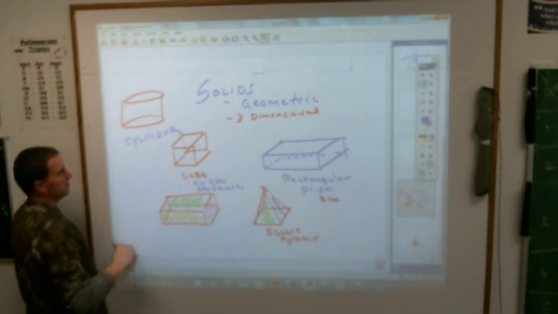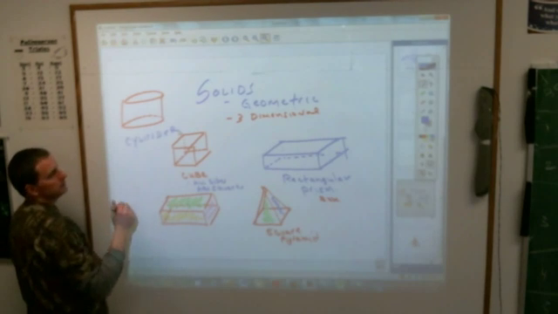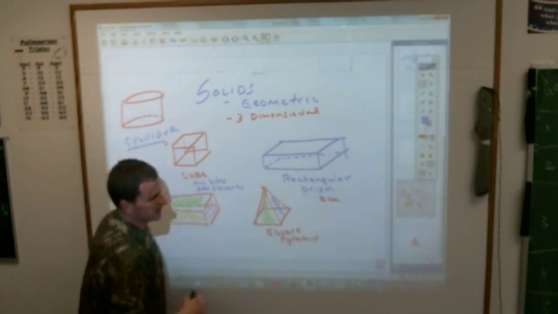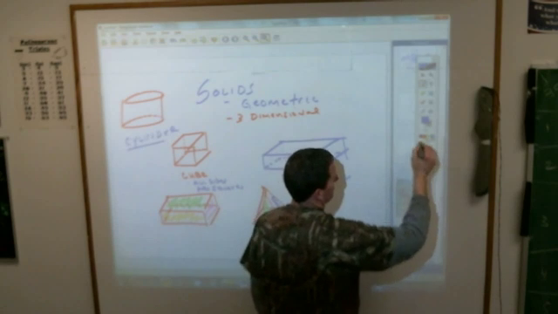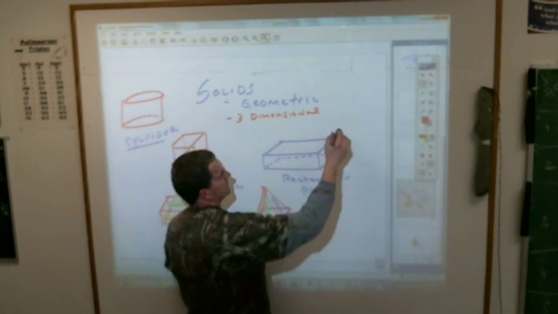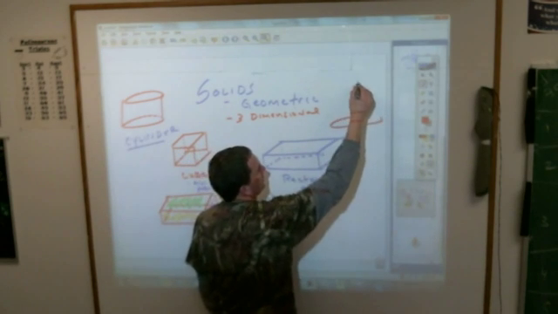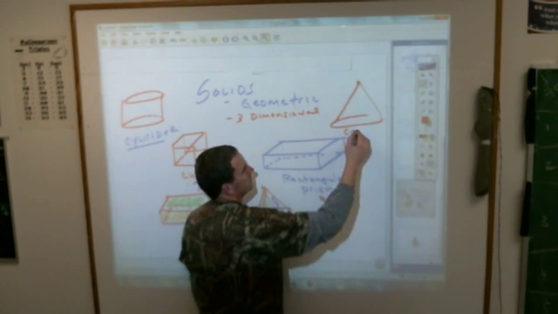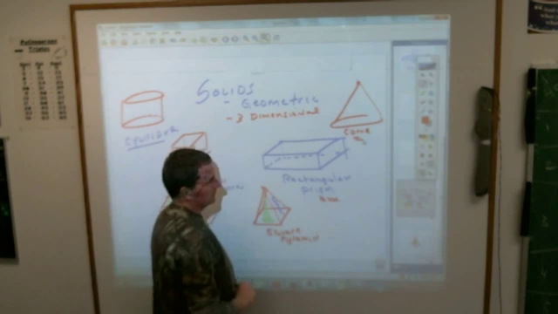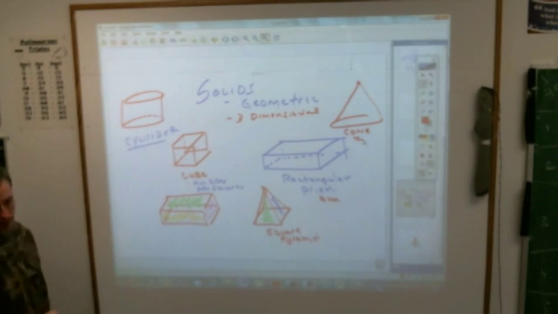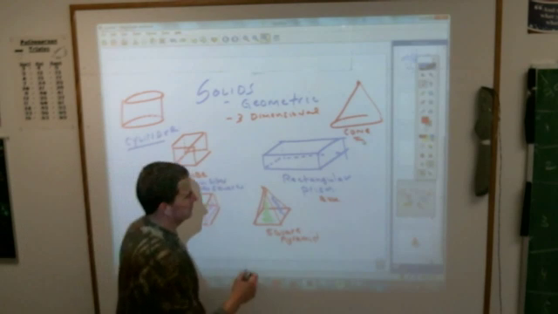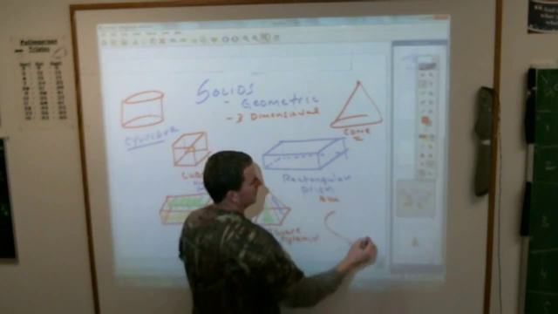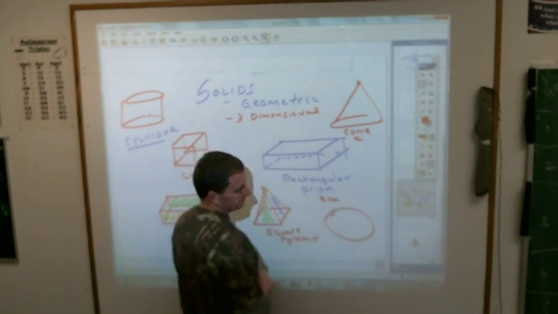A cylindrical pyramid, which we don't ever say because I don't even know if it's a word. What do we call that if it's a cylinder that comes to a point? What is the name of that shape? Yeah, that's a cone. And then the last one we have, most people really like, a ball, a sphere.